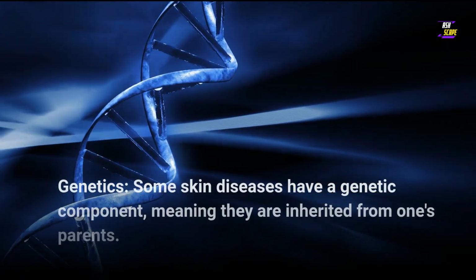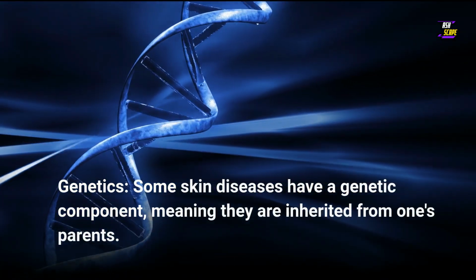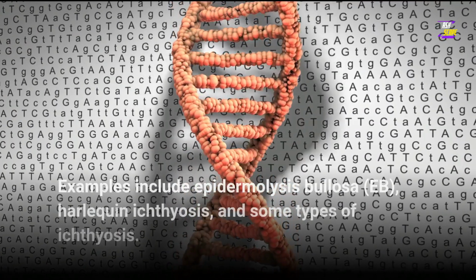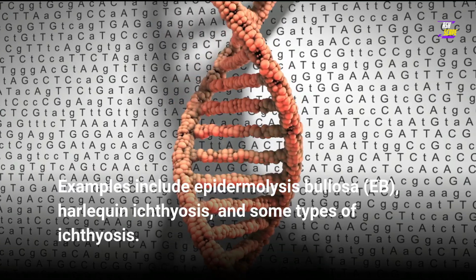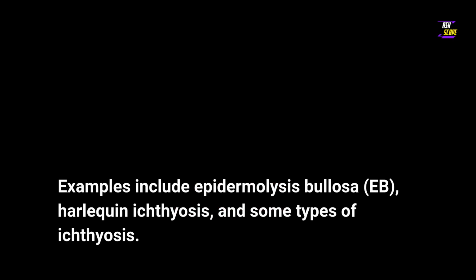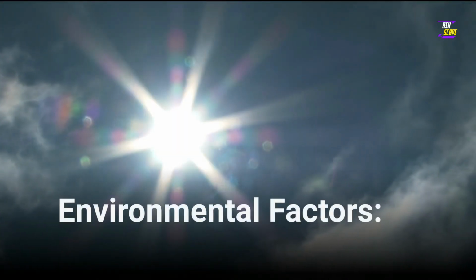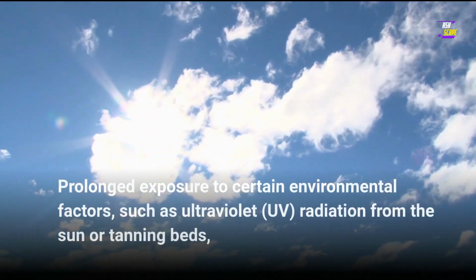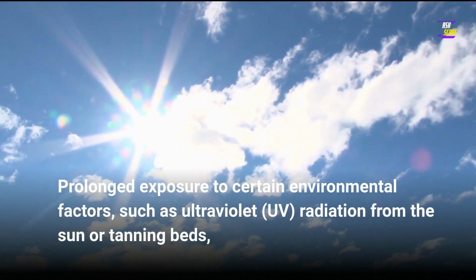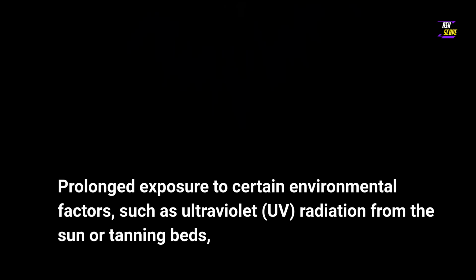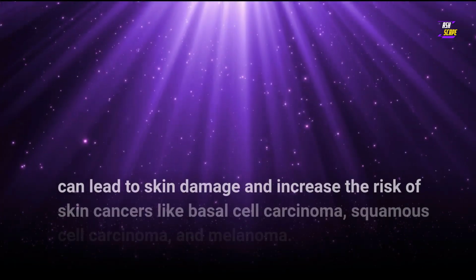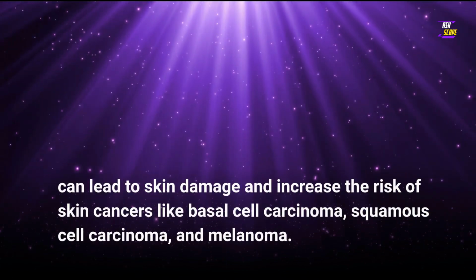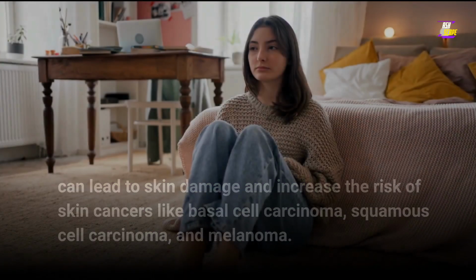Genetics. Some skin diseases have a genetic component, meaning they are inherited from one's parents. Examples include epidermolysis bullosa, EB, harlequin ichthyosis, and some types of ichthyosis. Environmental factors. Prolonged exposure to certain environmental factors, such as ultraviolet, UV, radiation from the sun or tanning beds, can lead to skin damage and increase the risk of skin cancers like basal cell carcinoma, squamous cell carcinoma, and melanoma.